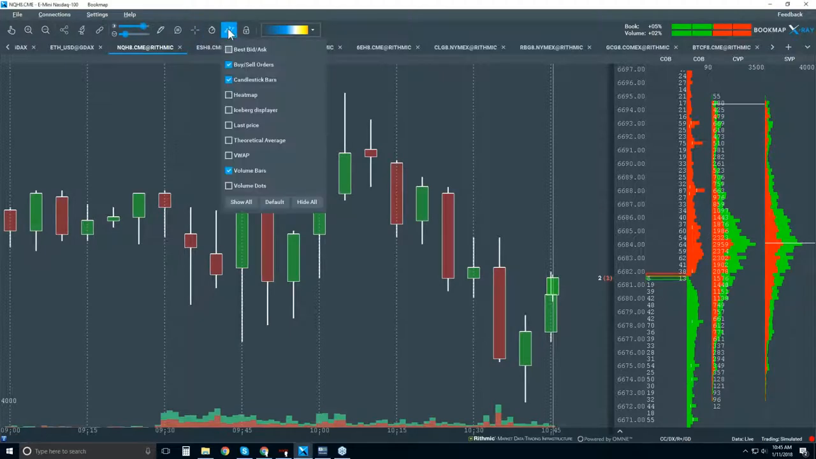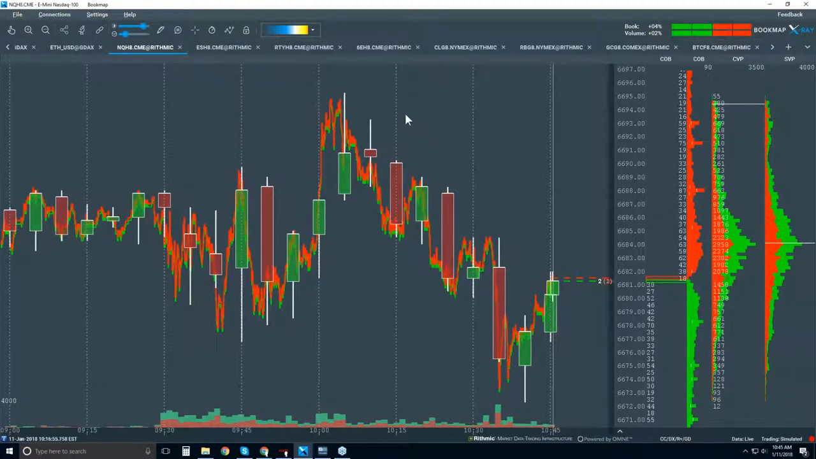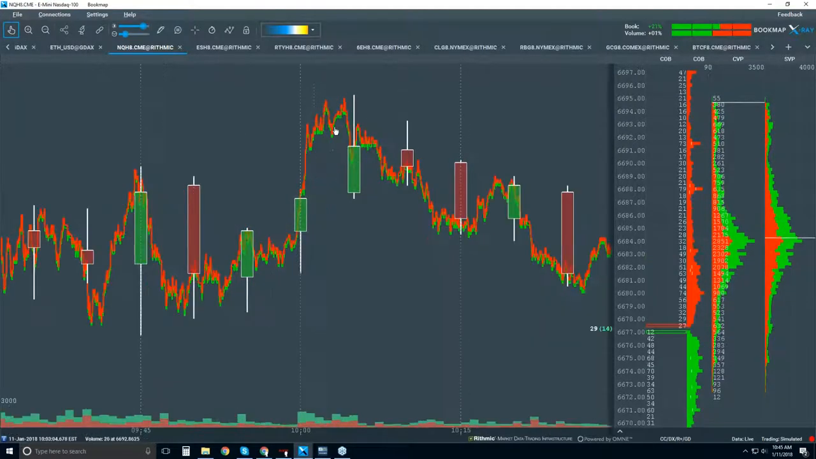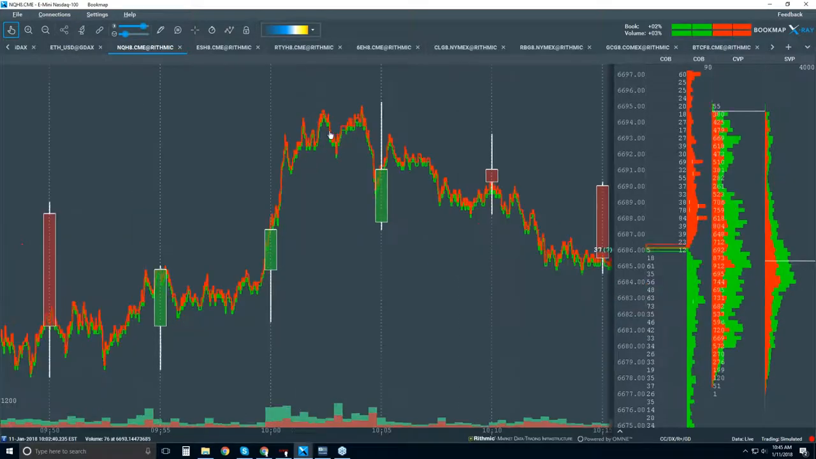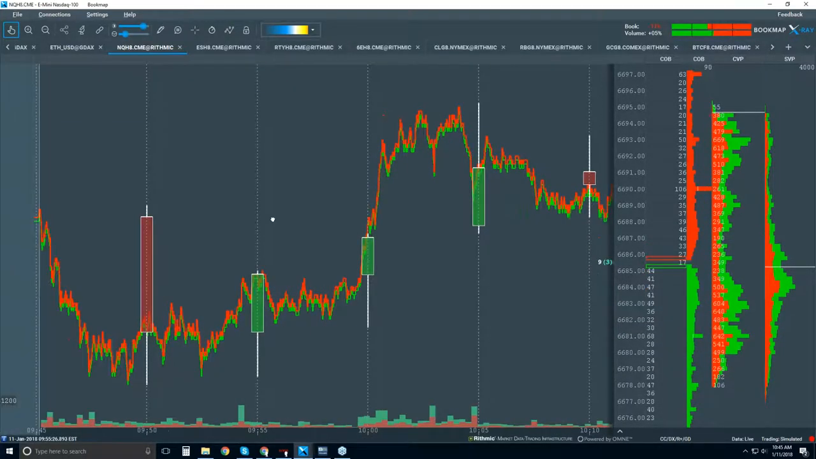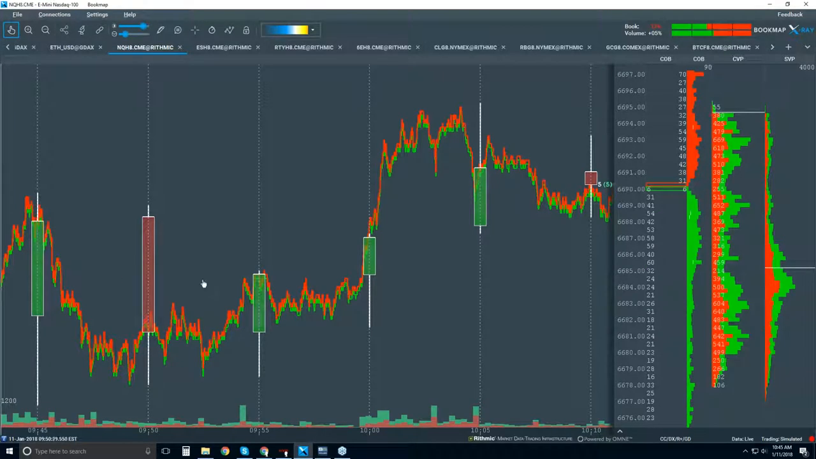So let's turn on the microstructure to begin with, and that's very easily done here by just showing best bid and offer. So here we are. We can see what occurred up in this wick here. Well, this is what occurred. Let's zoom into this area. We broke out of this range here. All sorts of stuff that we cannot see in this candlestick whatsoever.